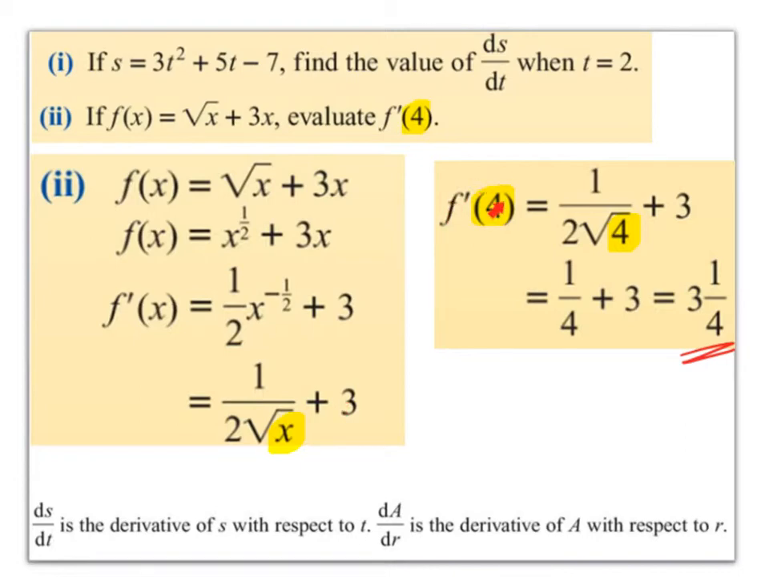So now we want f prime of 4, so we swap this x for 4. We could swap it for a set of brackets and put 4 in, but it's not going to change the value. So we have 1 over 2 root 4 plus 3, which gives us 3 1/4.